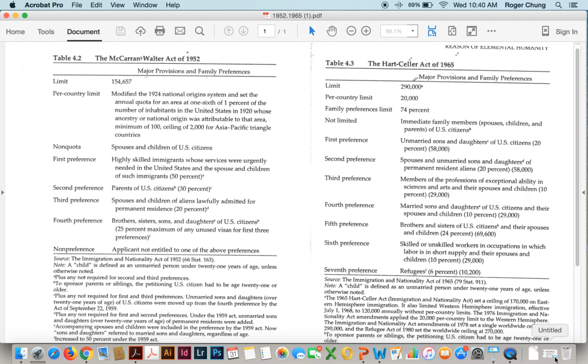If you look at the first preference, though, in 1952, you see the United States is recruiting no longer the agricultural immigrant or the manual laborer. Their first preference is highly skilled immigrants whose services were urgently needed in the United States and the spouse and children of such immigrants. The quota said that 50% of the immigrants we expected are largely going to be coming from skilled backgrounds, professions, already educated. You can see that by 1952, America is shaping immigration in such a different way that it almost filters out people who will not be successful.